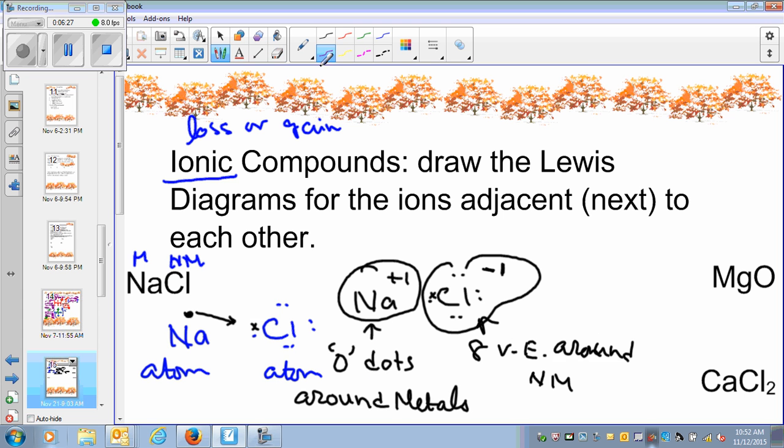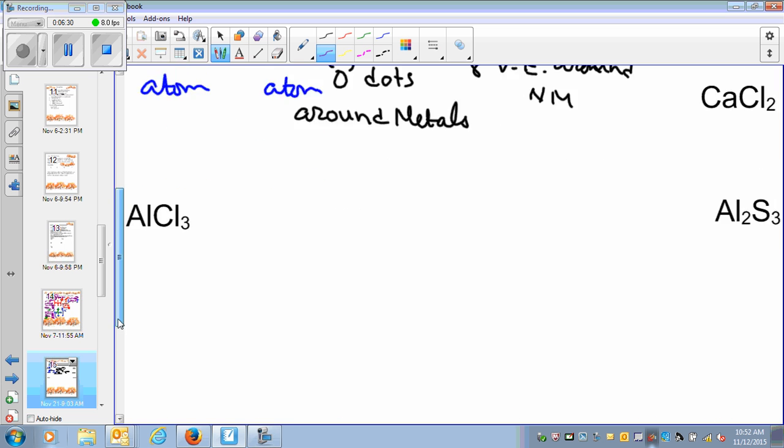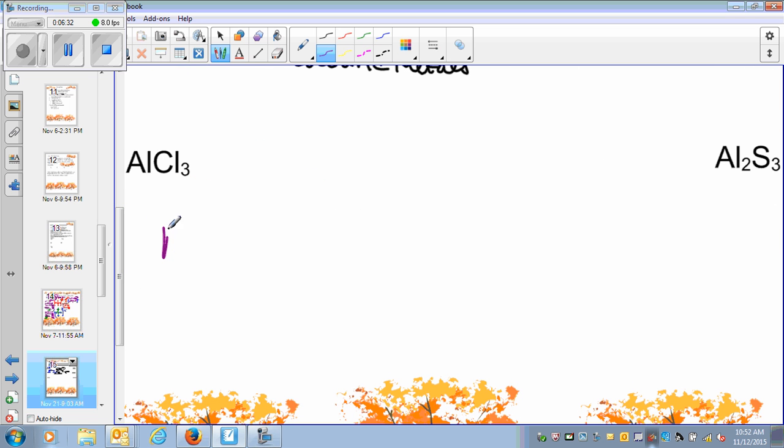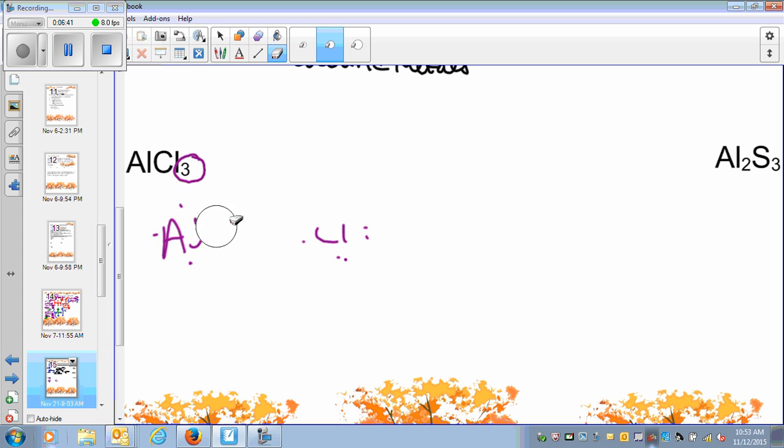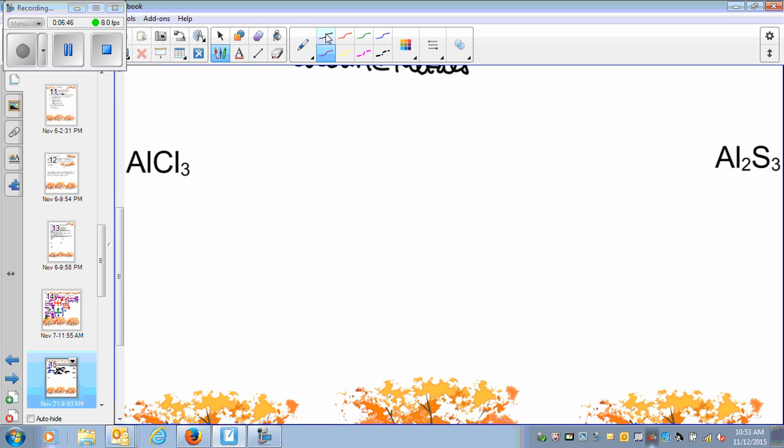Let's do another example. Aluminum has 3 valence electrons. Chlorine has 7 valence electrons, and I have 3 chlorines. So I'm going to rearrange it a little bit. I will have aluminum in the center with its 3 valence electrons, and I have chlorine on the sides, 7 on each side.